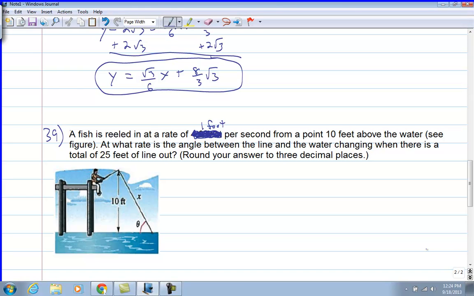Well, we have a right triangle there. Here's theta. The opposite side is 10 feet, and the hypotenuse is x. What function deals with the side opposite an angle and the hypotenuse? That's sine. Sine of theta is opposite over hypotenuse, 10 over x. And we know that we're bringing it in at 1 foot per second, so the change of x with respect to time is getting shorter, it is negative 1 foot per second.